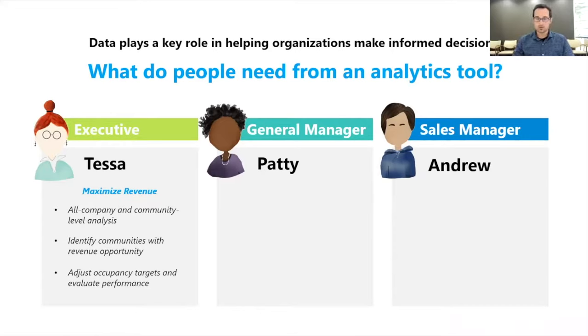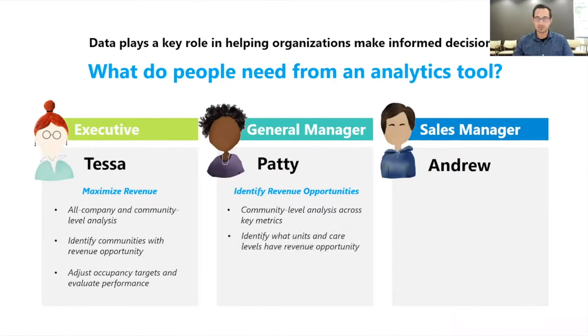Now, general managers have a similar goal and share a lot of focus as executives in that they're interested in revenue. But Patty, as a general manager, is really going to be interested and mainly responsible for identifying specific revenue opportunities as they exist within a specific community or communities that she manages. What this means is Patty is going to be interested in community level analysis across key metrics. And specifically, she's going to be looking to identify specific units and care levels that represent a revenue opportunity.